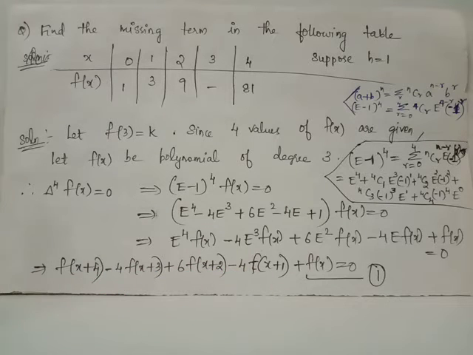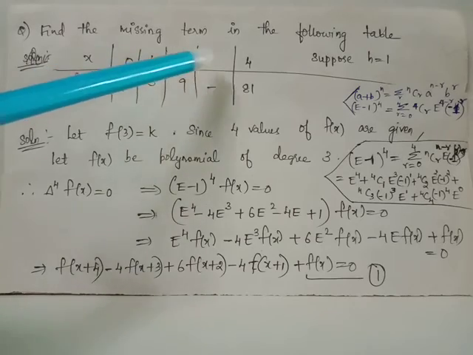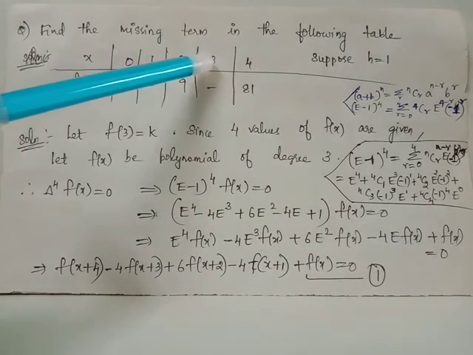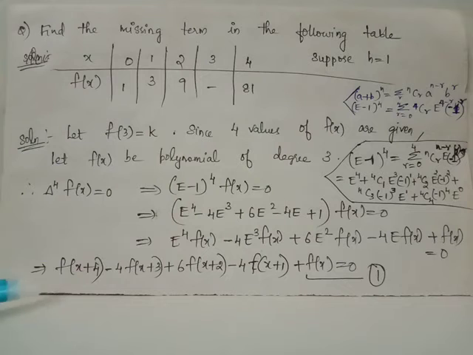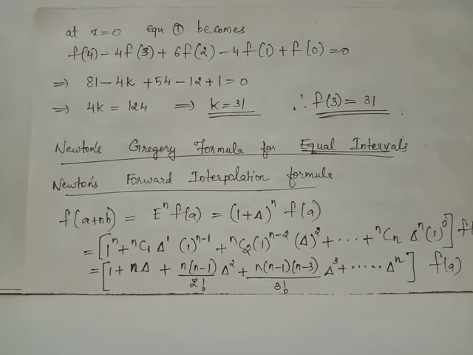We have been given the values f of 0, f of 1, f of 2, f of 4 and we have assumed f of 3 as k, and we will substitute all these values in equation 1 giving x equals 0. Now we obtain the equation f of 4 minus 4 times f of 3 plus 6 times f of 2 minus 4 f of 1 plus f of 0 equals 0.